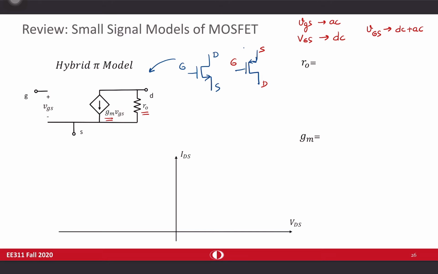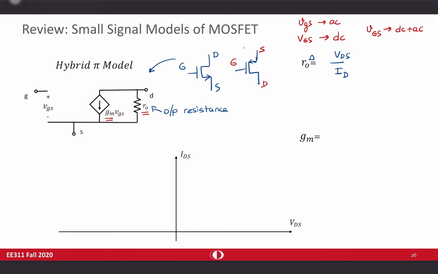So r0 is the output resistance. What is the definition of an output resistance? It's defined as some voltage divided by some current, right? So which voltage and which current? It's appearing at the output. Output is appearing between drain and source. So it is VDS voltage divided by ID current.